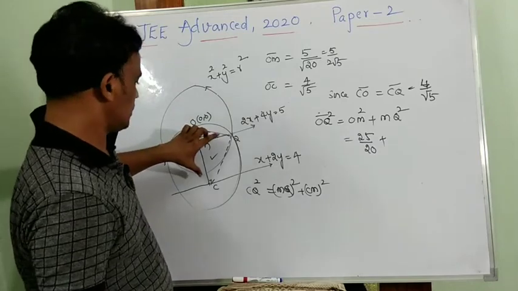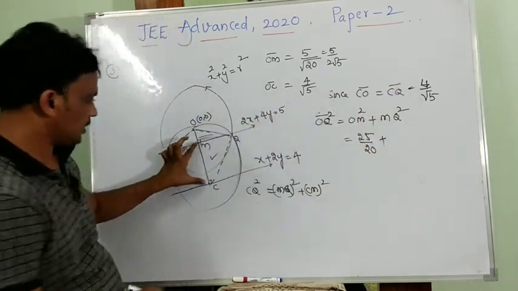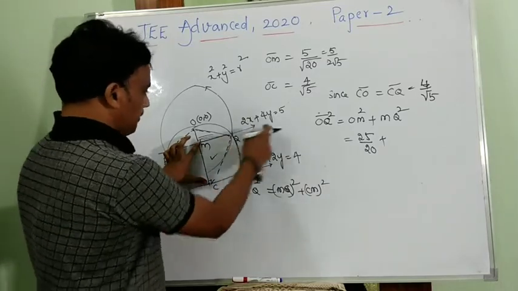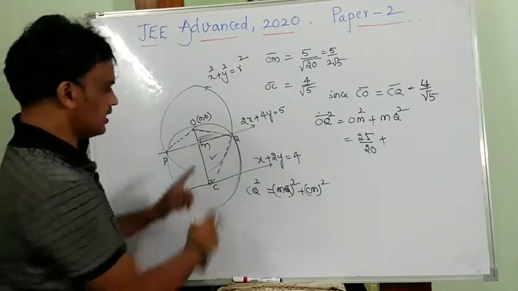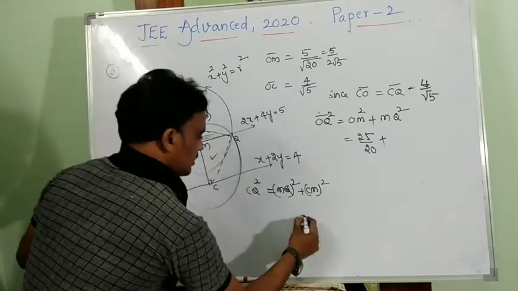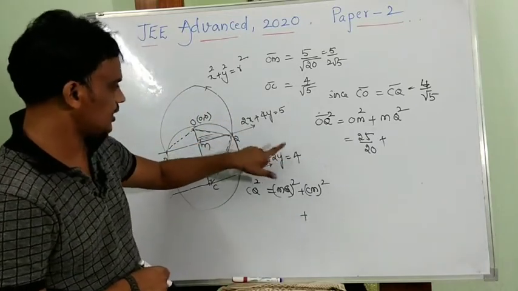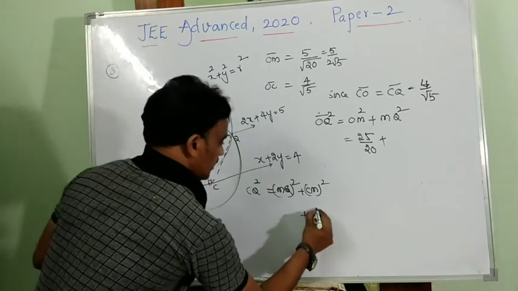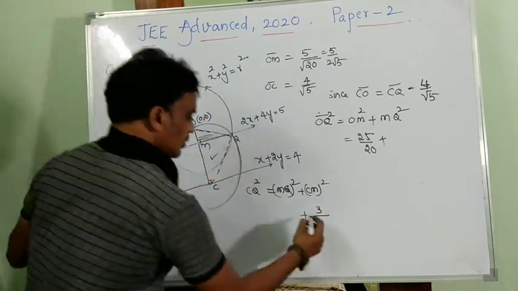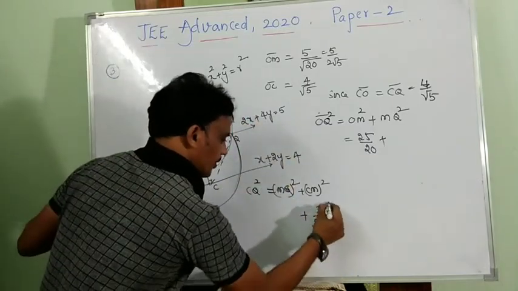What is CQ? CQ value already is 4 by root 5. And what is CM? This is the distance between the parallel lines. So this is CM square, the distance between the parallel lines, modulus of C1 minus C2, which is 8 minus 5, 3, by root of A square plus B square. So it is 3 by root 16 plus 4, root 20, whole square.